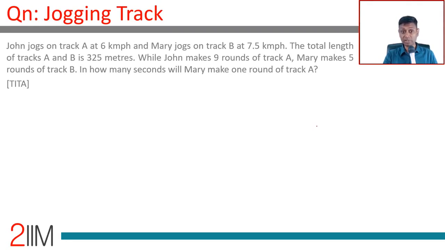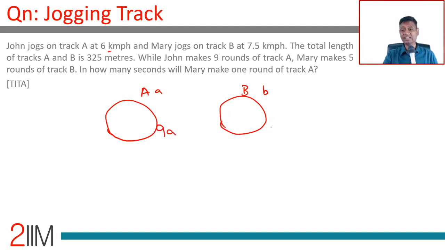John jogs on track A at 6 km per hour, while Mary jogs on track B at 7.5 km per hour. The total length of tracks A and B is 325 meters. While John makes 9 rounds of track A, Mary makes 5 rounds of track B. Let's say the length of track A is A and the length of track B is B. John travels 9A, at the same time Mary travels 5B.